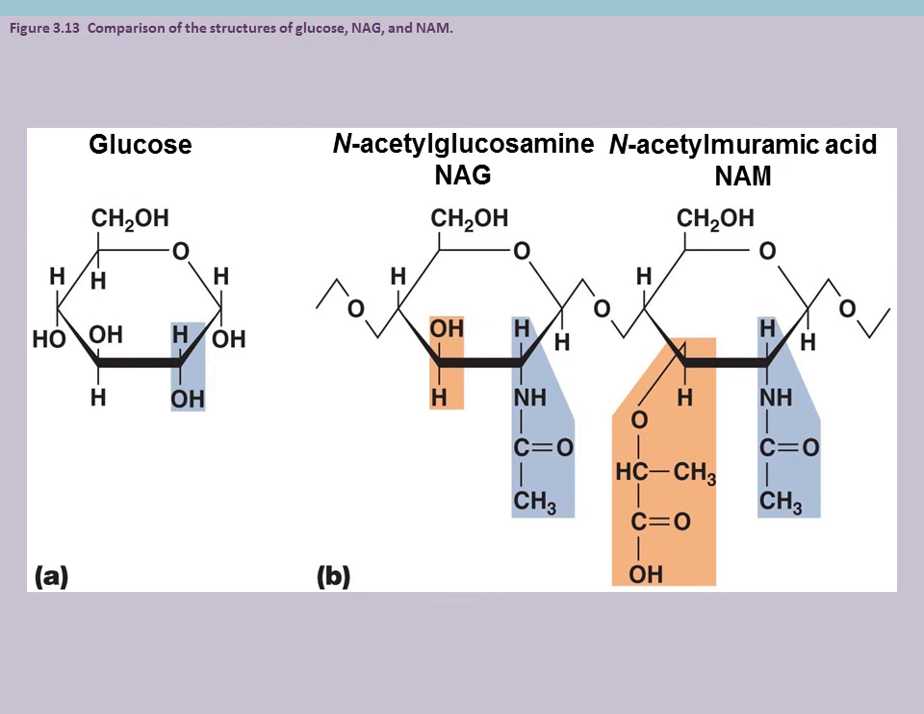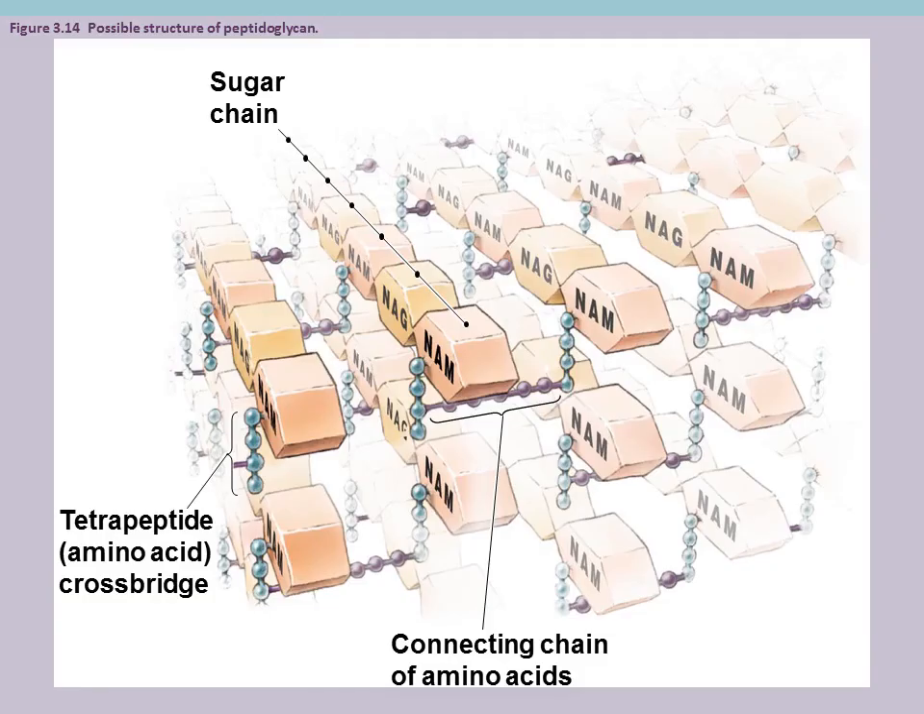Now, this is showing a comparison of, in A, the structure of glucose, and then in B, the structure of what is known as N-acetylglucosamine, otherwise known as NAG, and then also N-acetylmuramic acid, which is also known as NAM. You have that basic template of the glucose and then add additional molecules to make the larger compounds from that.